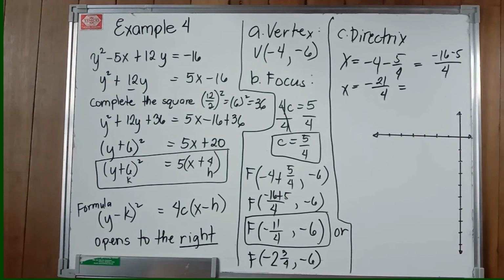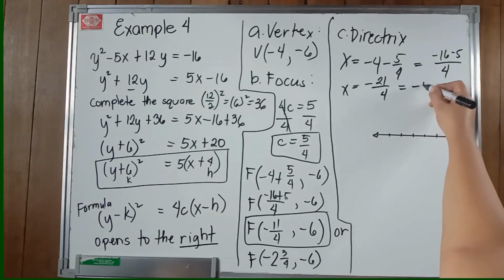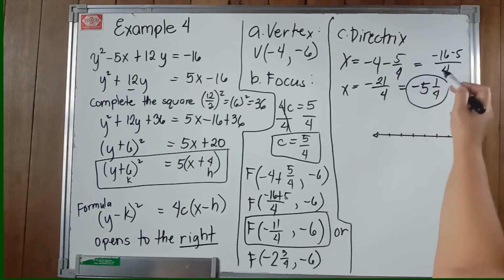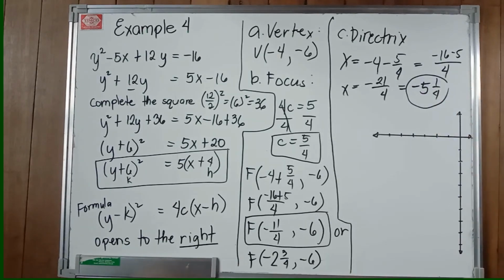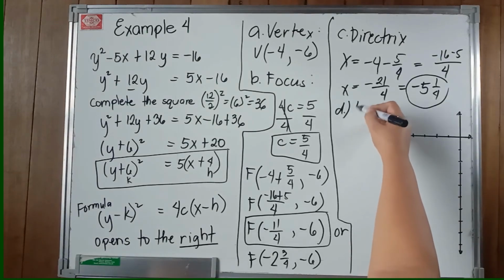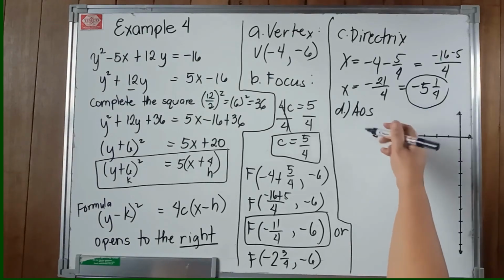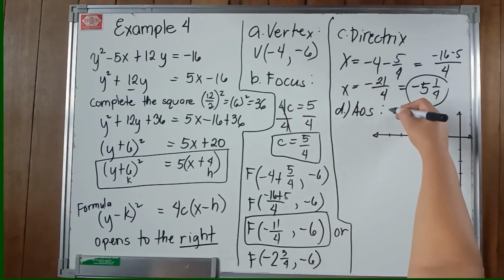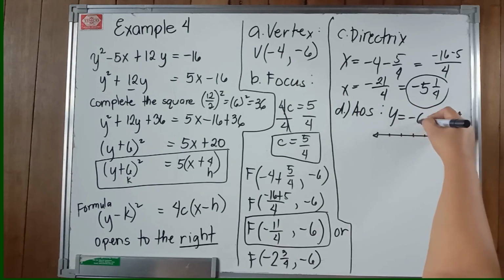Or, we can also write them in a mixed number. We have 21 divided by 4 is negative 5 and 1/4. And for our axis of symmetry, we have y is equal to negative 6.